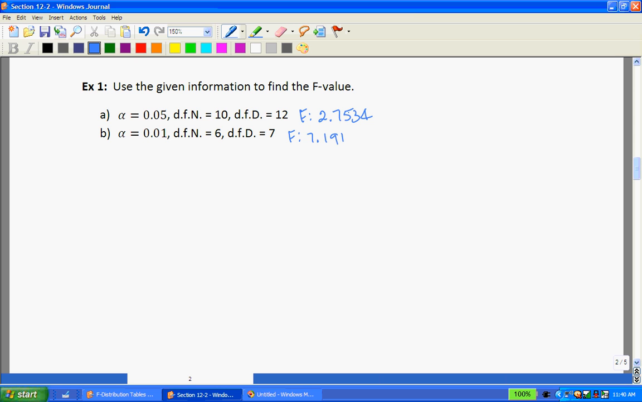Okay, so that's it to find an F value. Identify the alpha first because you have to know which table you're looking on. Degrees of freedom numerator across the top, degrees of freedom denominator down the side, and wherever those two intersect, that's your F value.